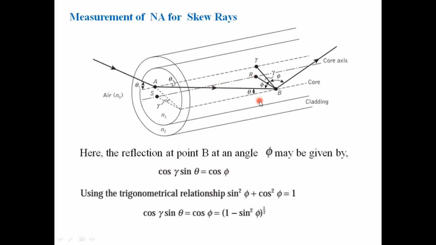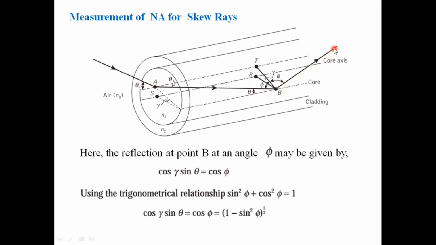Now, in this optical fiber, we consider the dotted lines. The line from point A to T is one dotted line, which is the upper surface of the core medium, parallel to the center axis. The bottom surface of the core medium, along point B, is also parallel to the center axis of the core medium. With these three reference lines, we can calculate the numerical aperture of skew rays. Between points A and B, the ray is refracted from the top surface of the core medium to the bottom surface of the core medium.